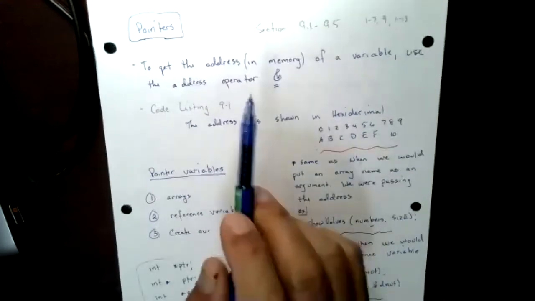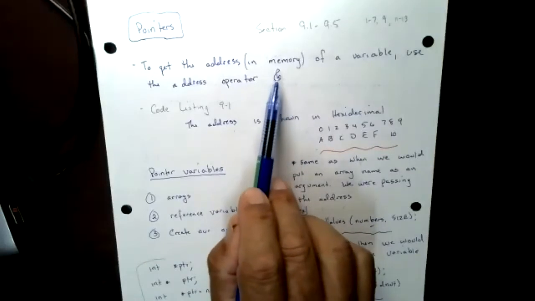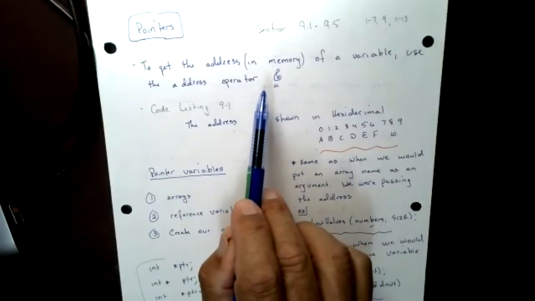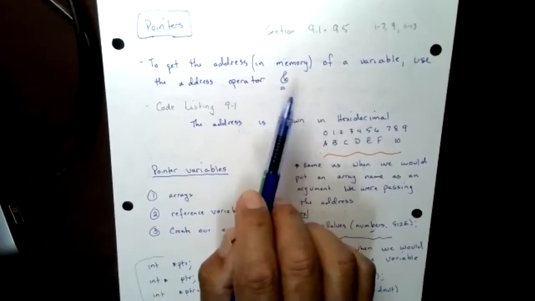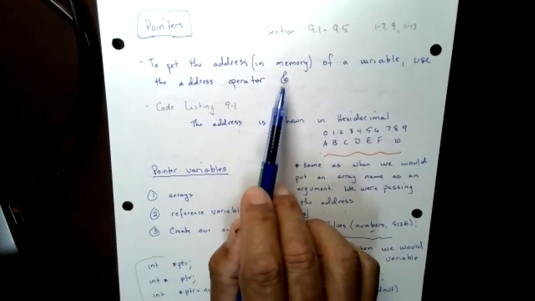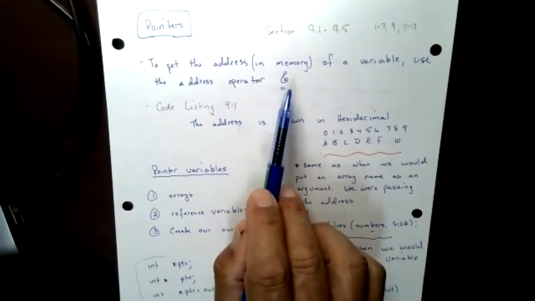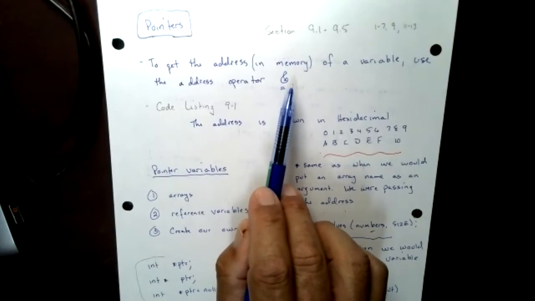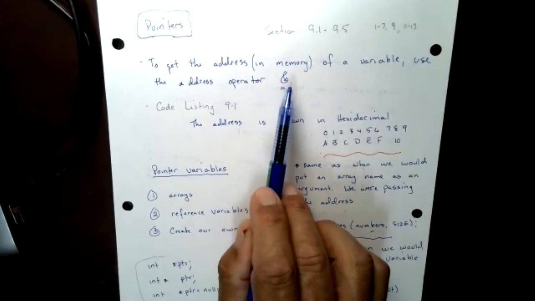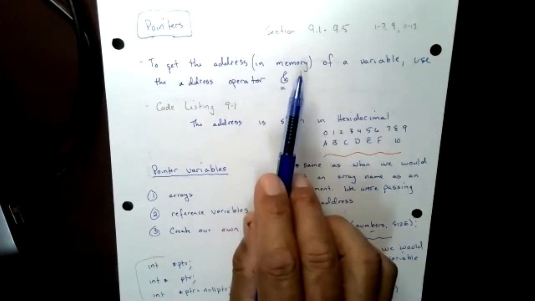Just to remember, the address of something was given by the ampersand, and we saw this when we were passing reference variables in my parameter list. If I wanted a value to change, I could get a value to change.